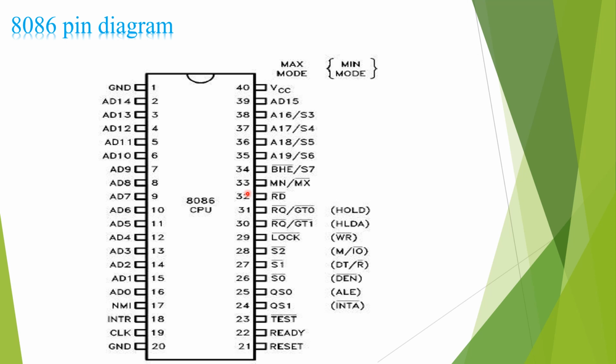If QS0 and QS1 both are 0, that means no operation. If QS0 is 0 and QS1 is 1, it means the first byte of opcode is fetched from the queue. If QS0 is 1 and QS1 is 0, then the queue is empty. If both values are 1, QS0 is 1 and QS1 is 1, it means the subsequent byte is fetched from the queue.